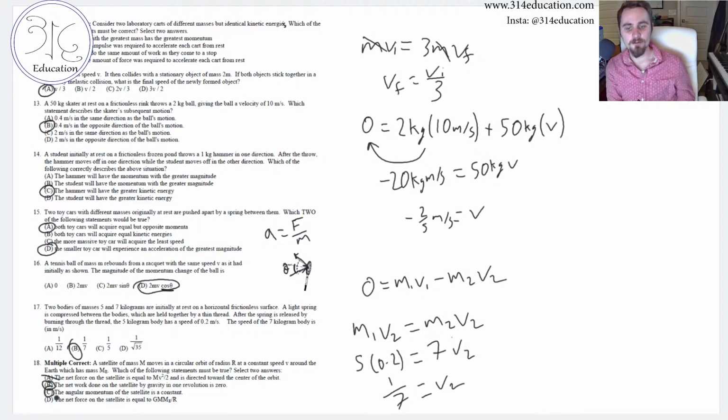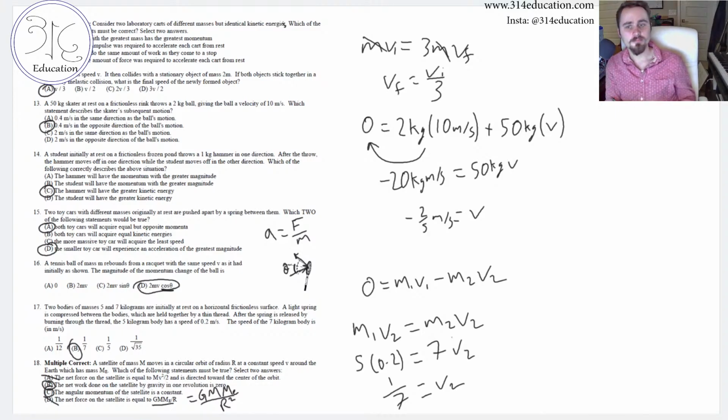And then D, the net force is equal to GMm over r. Again, so close, but this is not true. The net force would be equal to GMm over r squared. We need to have two r's on the bottom. This would be the potential energy of the satellite, without the satellite's mass. No, we'd include the satellite's mass. Never mind. Excuse me. But yeah, the force is not equal to the potential energy, unfortunately.